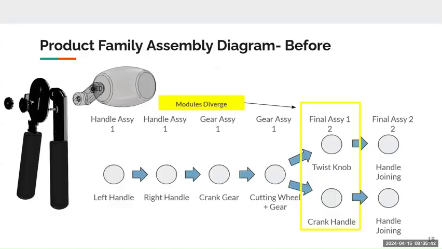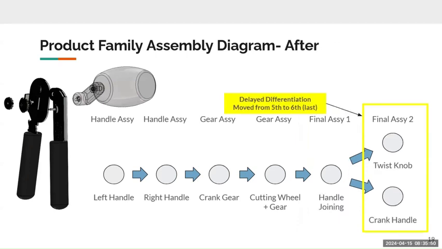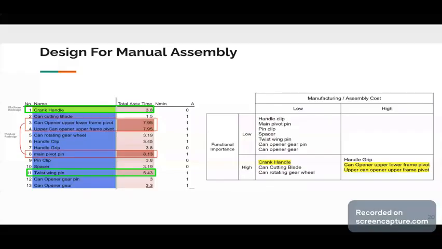And we've revised the product family assembly diagram to differentiate. So this is the old one where it would put the knob on first and then it would join the two handles together. We've delayed the differentiation to be last, so now it joins the handles and then adds the twist knob on top.